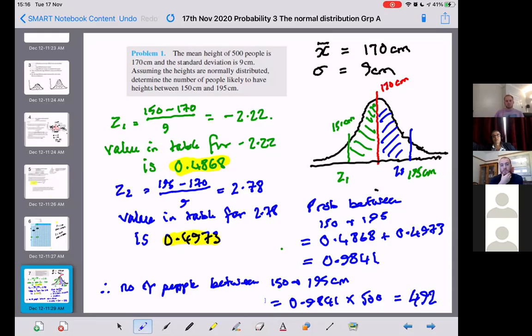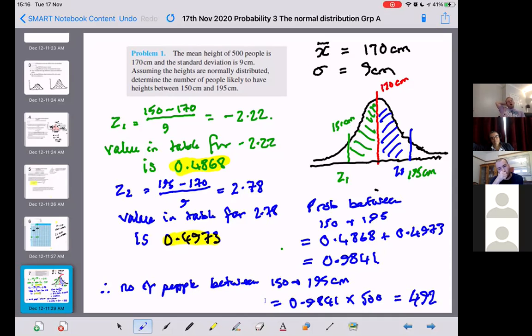You must get this thing that any one Z value gives you a probability between the mean line and either above or below. So if your sample is crossing the mean line, then you have to add the two together.